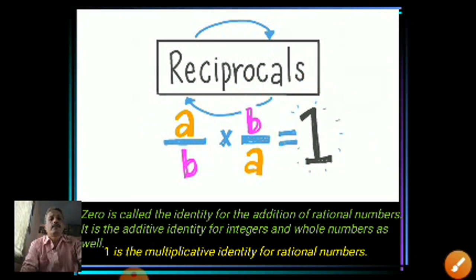And one more thing. As you know very well, 0 is called the identity for the addition of rational numbers. It is the additive identity for integers and whole numbers as well. 1 is the multiplicative identity for rational numbers.